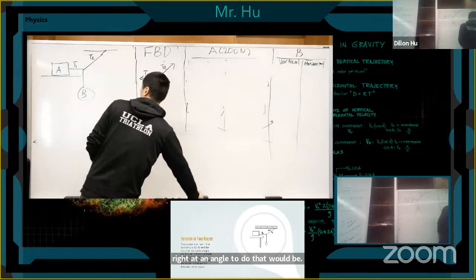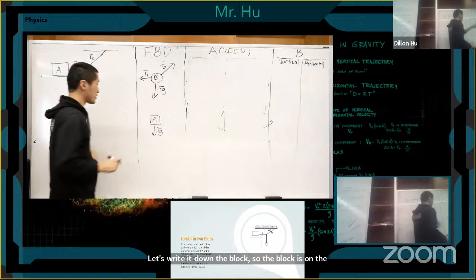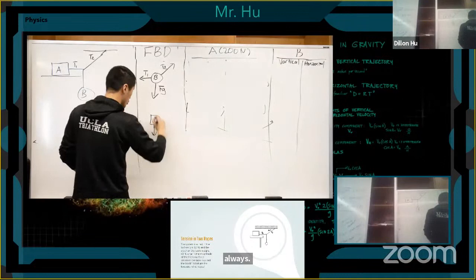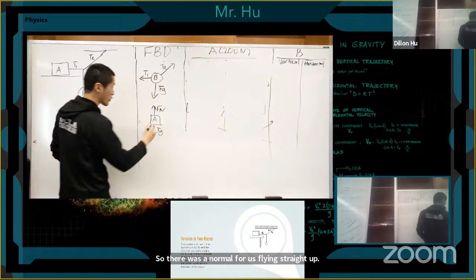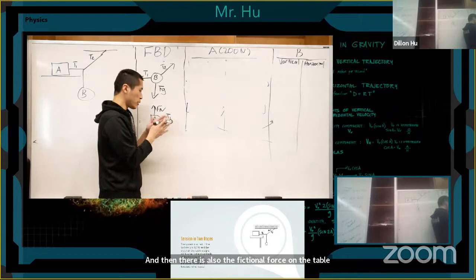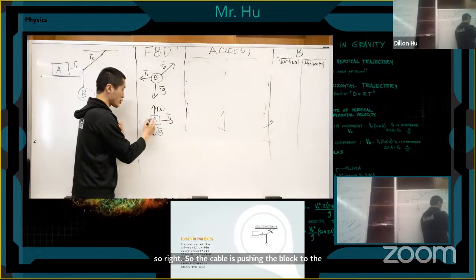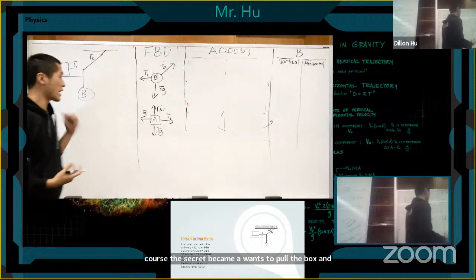Let's draw A now, the block. So the block is on the table. We have a force of gravity going straight down as always. It's on a table, and the table is preventing it from falling through, so there's a normal force going straight up. There's a tension force going to the right. And then there is also the frictional force from the table. The cable is pulling the block to the right, so in order to resist that, the frictional force needs to go to the left. Right? The cable wants to pull the block to the right, so in order to resist the change, we need a frictional force going to the left.